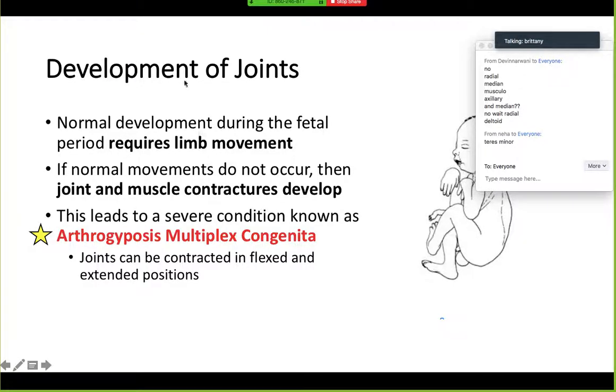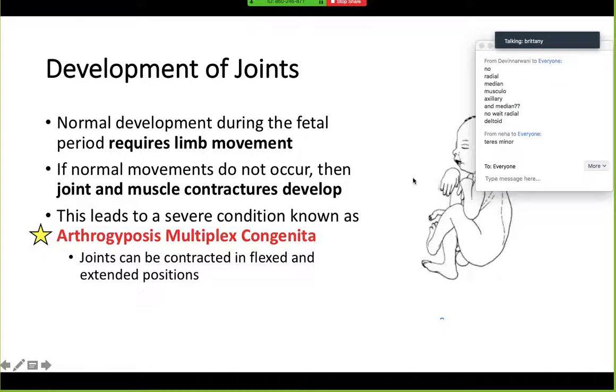Okay, the next one, this is another maybe. We were definitely asked about AMC at some point, but I'm not sure if it was MGA. So AMC, basically during development, limb movement is going to be required for normal joint development. So if this doesn't happen, then you're going to get joint and muscle contractures, and that's going to lead to arthrogryposis multiplex congenita. And in this condition, the joints can be contracted either in a flexed or extended position.